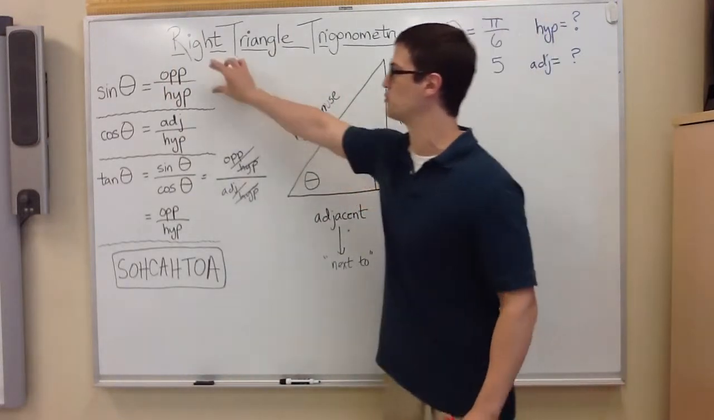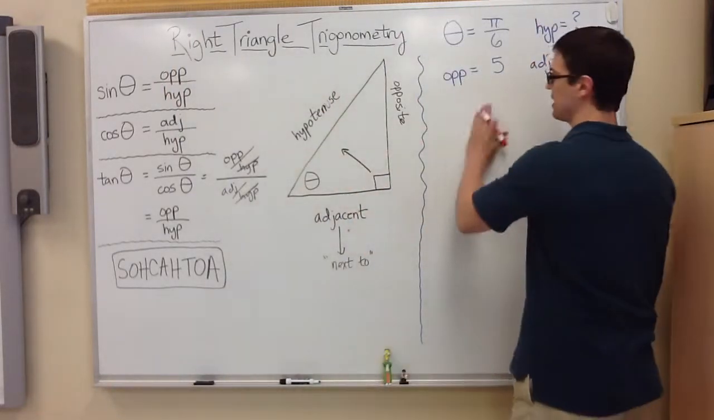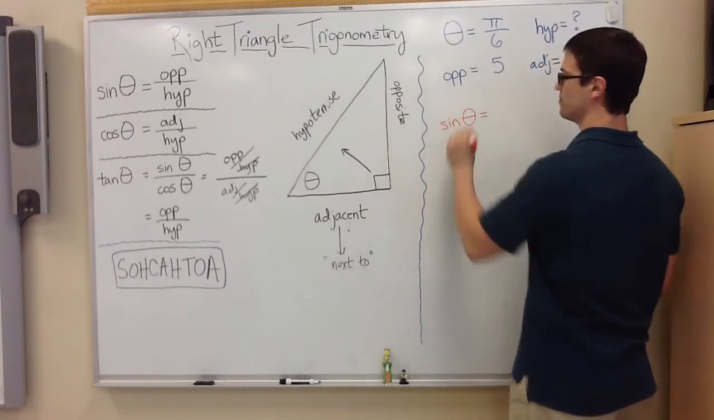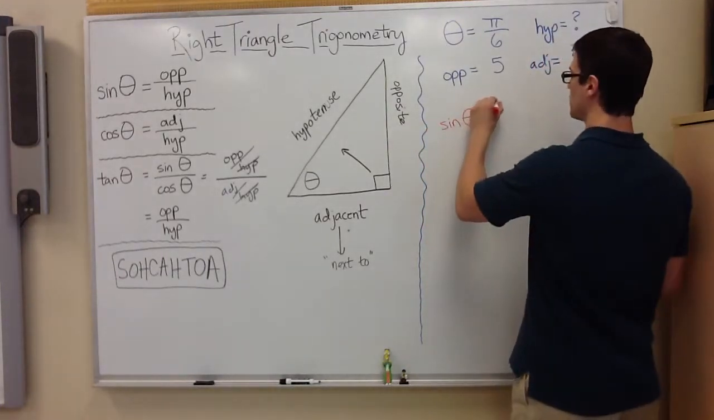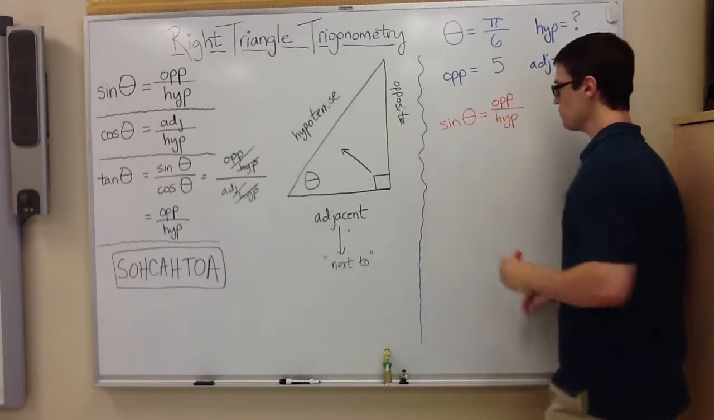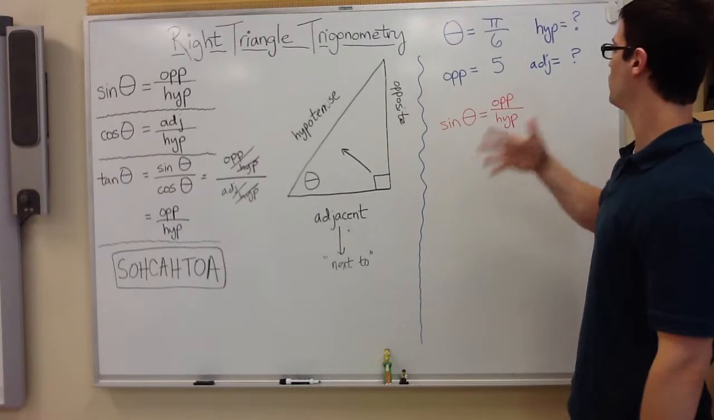So that's how we figure out which one we want to use. So we're going to use sine theta. So what I'm going to do is just basically recopy down the equation. Sine theta equals opposite over hypotenuse. Okay? From here I'm going to fill in what I know.